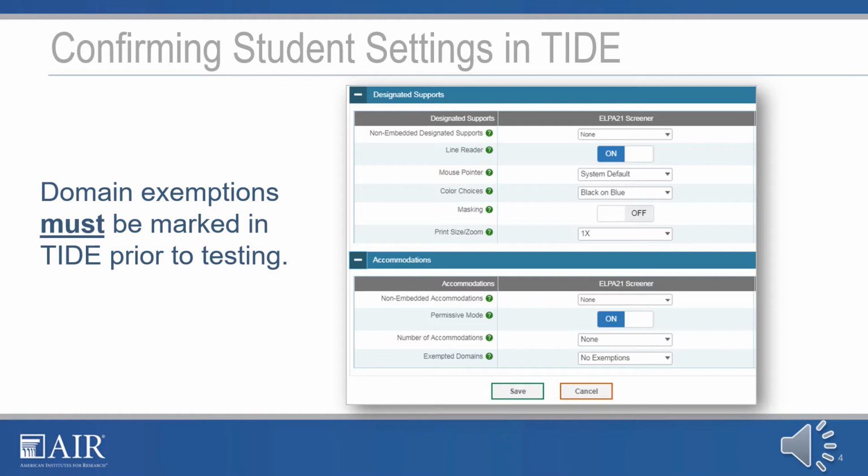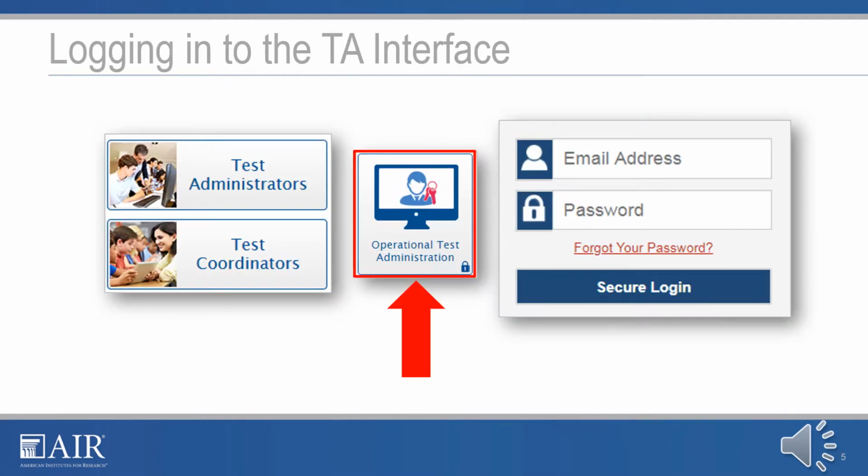Note: students with one or more domain exemptions programmed in TIDE will be automatically administered both Steps 2 and 3 of the online screener. Completing Steps 2 and 3 will be explained later in this presentation. To log in to the TA interface, go to your portal. Click the appropriate user role card. On the next page, click the system card used for operational test administration. Enter your username and password, and then click Secure Login to continue.